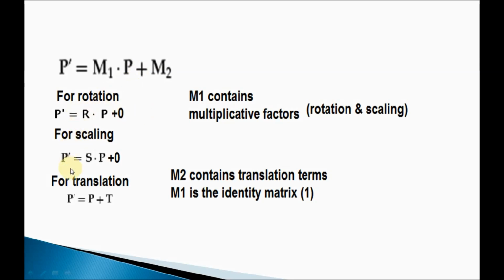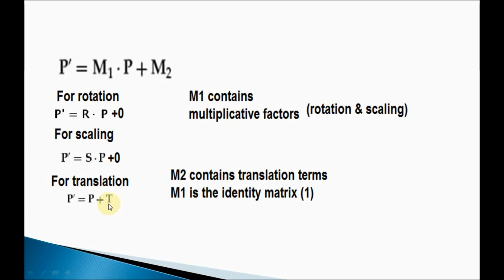In the same way, for scaling, P dash is equal to S into P plus 0. You know that S is nothing but the scaling parameters. M1 is replaced by the scaling parameters. P is the same old point, no problem. But again here, the M2 matrix is 0 because M2 is only for translation. Now for translation you can see here, P dash is equal to P plus T. M2 contains translation parameters. That's why I used M2.